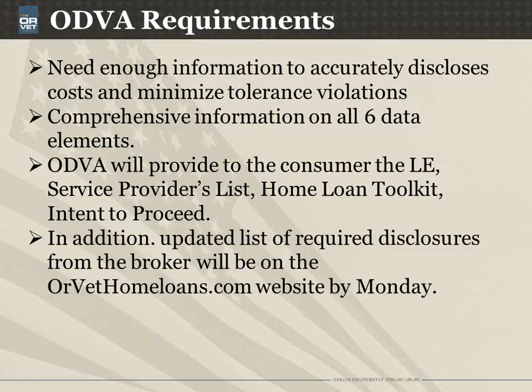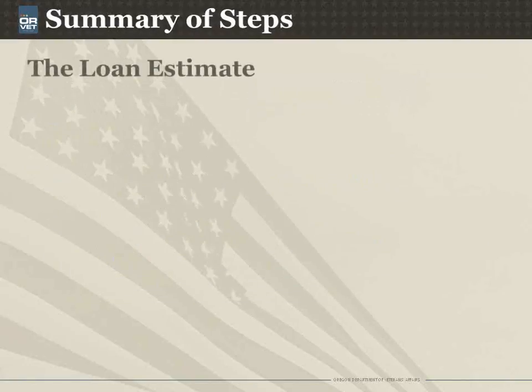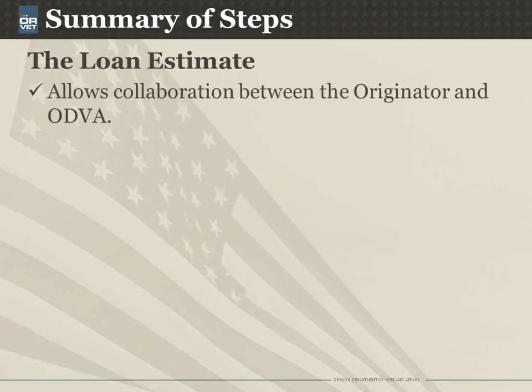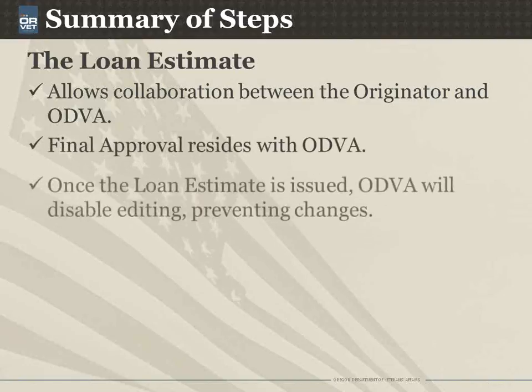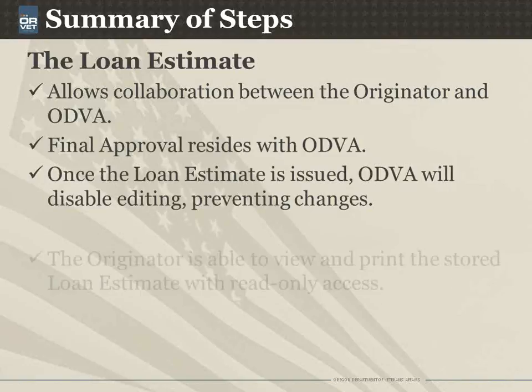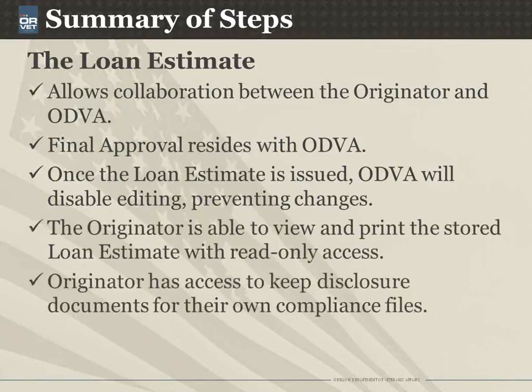And that's what we just talked about there. So again, just a summary of the steps involved as we finish up. For the loan estimate, the PACE tool allows collaboration between you out there and ODVA. The final approval rests with us. Once we have issued the final loan estimate to the consumer, we will disable any further editing. You will be able to view and then print the stored document with read-only access, again for your compliance files. You have access to keep those disclosures for the compliance files.